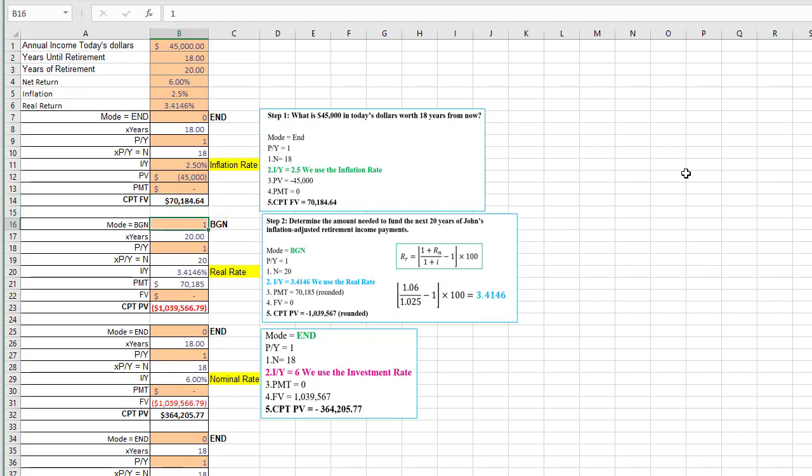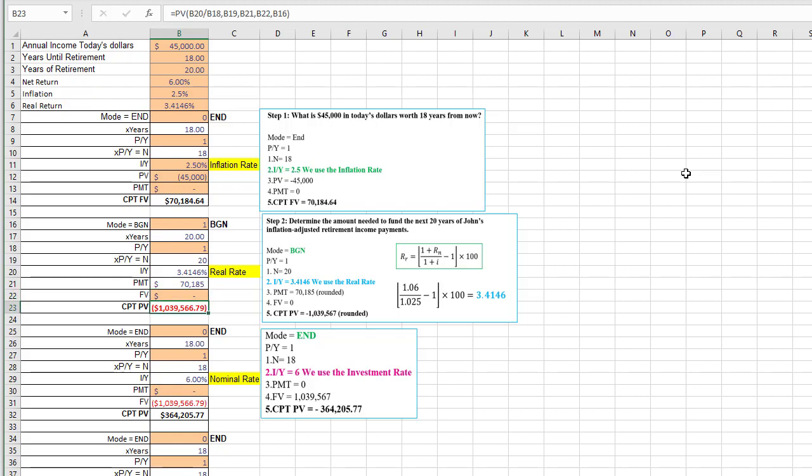So then step number 2 was down here. Now we're in the beginning mode, so you can see the nomenclature for the Excel. We have to have a 1 as an indicator, 20 years of retirement, payments beginning at the beginning of every year. Here we use the inflation-adjusted rate of return because we have 6% investment return, 2.5% annual inflation. The payment is that $70,185, which is coming down from our future value calculation in step number 1. No future value because retirement will be over.